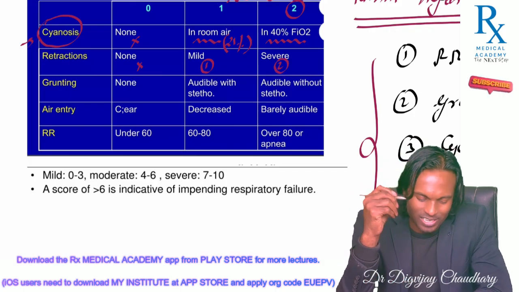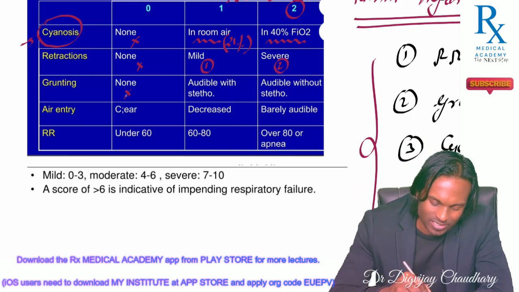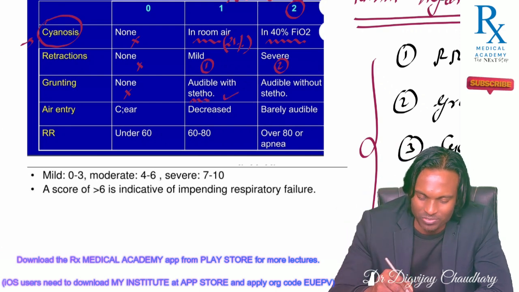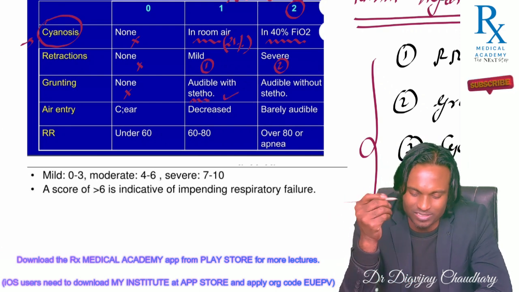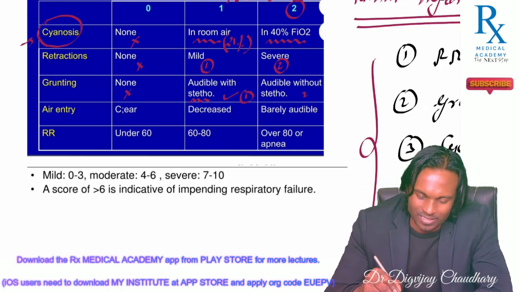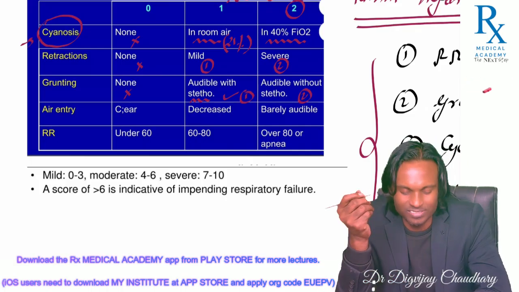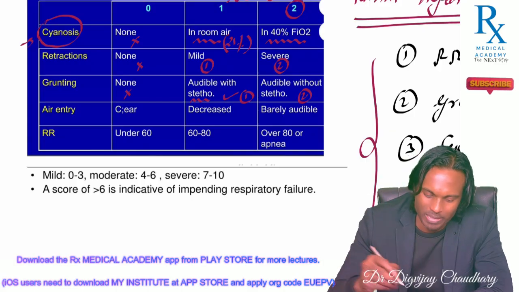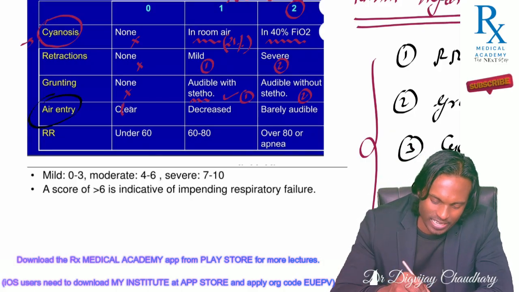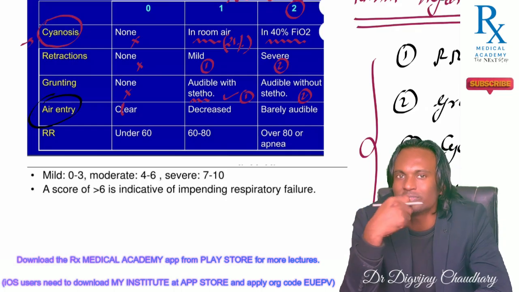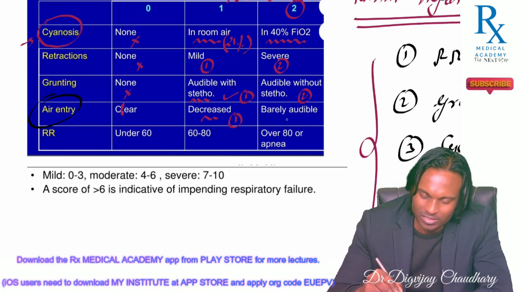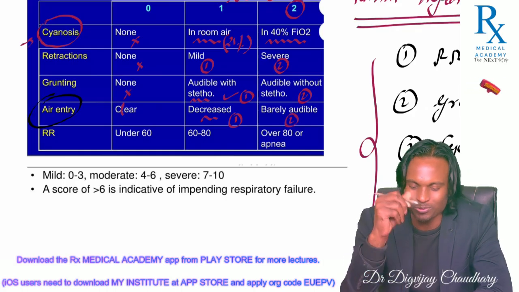Now you are left with grunting. What is grunting? You guys have already understood. No grunting, none. If it is audible with help of a stethoscope, we have already discussed, it will be given score 1. Without a stethoscope, naked ear, score 2. It means that there is severe grunting. And now the new parameter over here is the air entry. If your lungs are clear and air entry is normal, of course you have to give the score 0. If it is decreased, score of 1. If it is barely audible, score of 2.